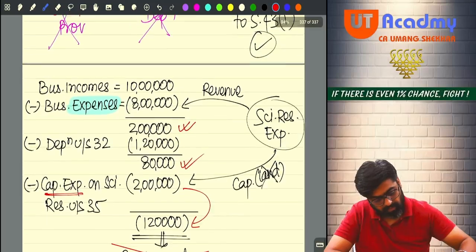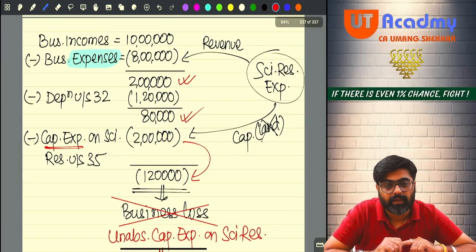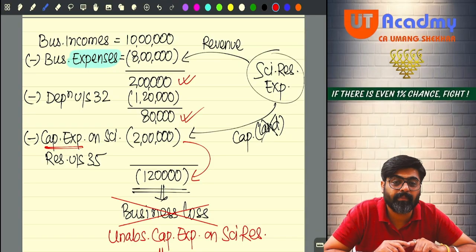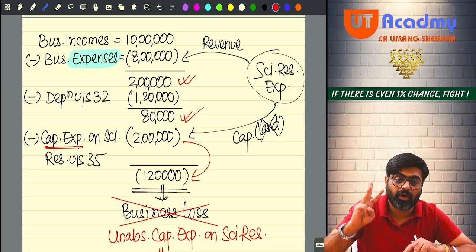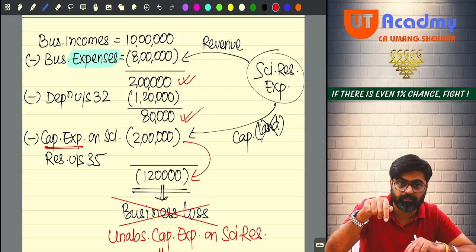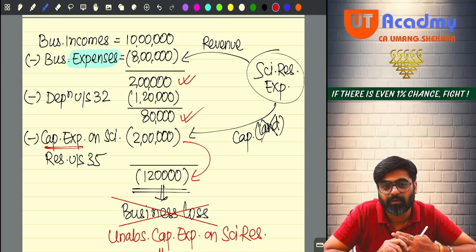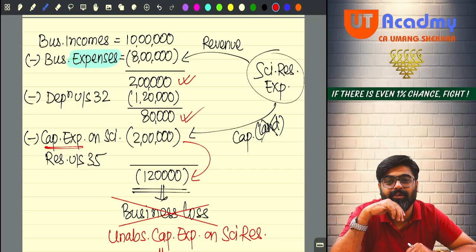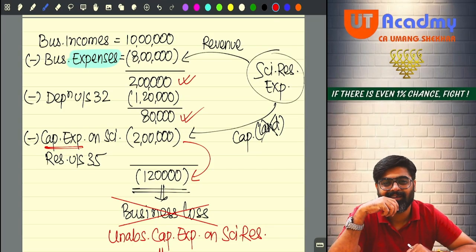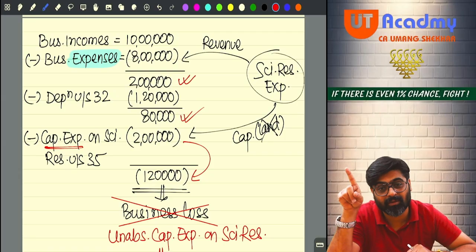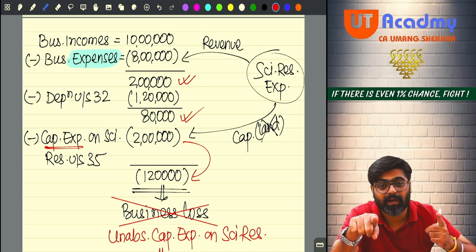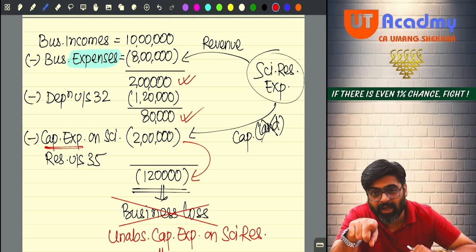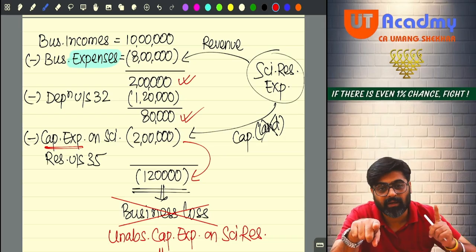Perfect, sir. Now, sir, is it possible that in the same example you are having a business loss also, you are having unabsorbed depreciation also, you are having unabsorbed capital expenditure also? All the three figures in the same question possible? Yes, possible. Business income 10 lakhs. Business expenses 11 lakh. You are in loss of 1 lakh. That is your business loss. Now this 1,20,000 depreciation will be fully unabsorbed. And this 2 lakh rupees of capital expenditure will be fully unabsorbed.